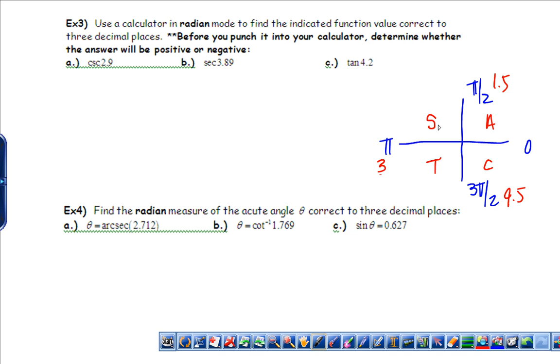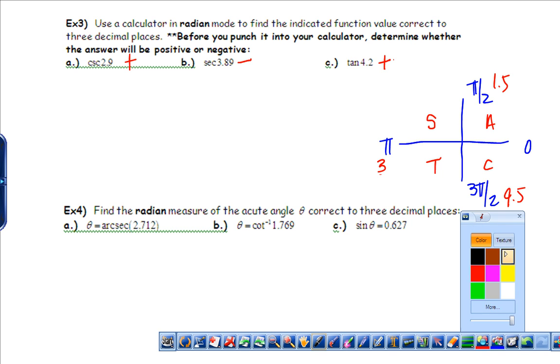And cosecant and sine fall in the same quadrant. Therefore, I think it's probably going to be positive. So I'm going to say positive. 3.89 is going to fall somewhere in this quadrant, and this is secant, so I'm thinking this is probably going to be negative. Tangent, 4.2, I still think it's going to be in this quadrant, and it's tangent, so it's got to be positive. Okay? So let's see what happens here.